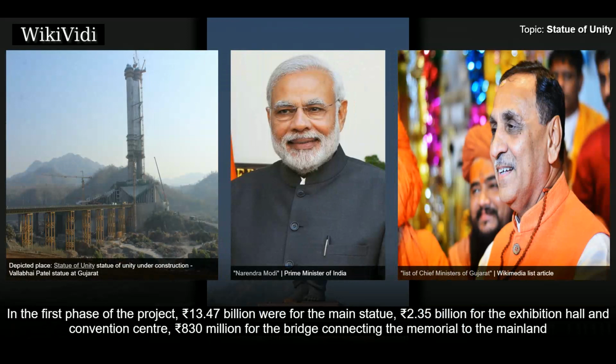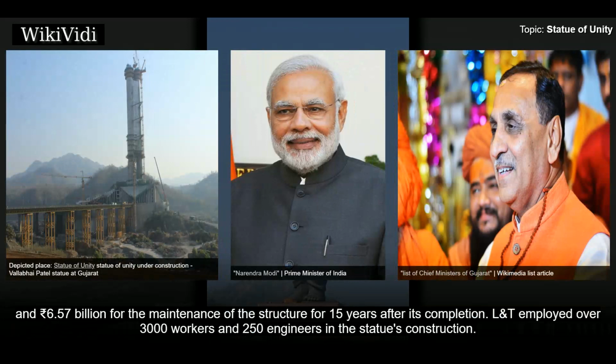In the first phase of the project, 13.47 billion rupees were for the main statue, 2.35 billion rupees for the exhibition hall and convention centre, 830 million rupees for the bridge connecting the memorial to the mainland, and 6.57 billion rupees for the maintenance of the structure for 15 years after its completion.